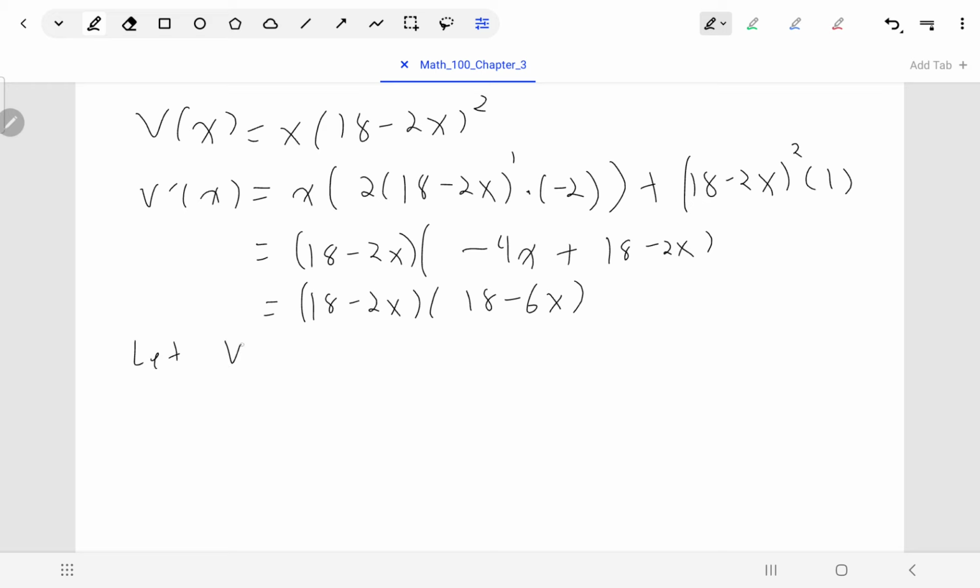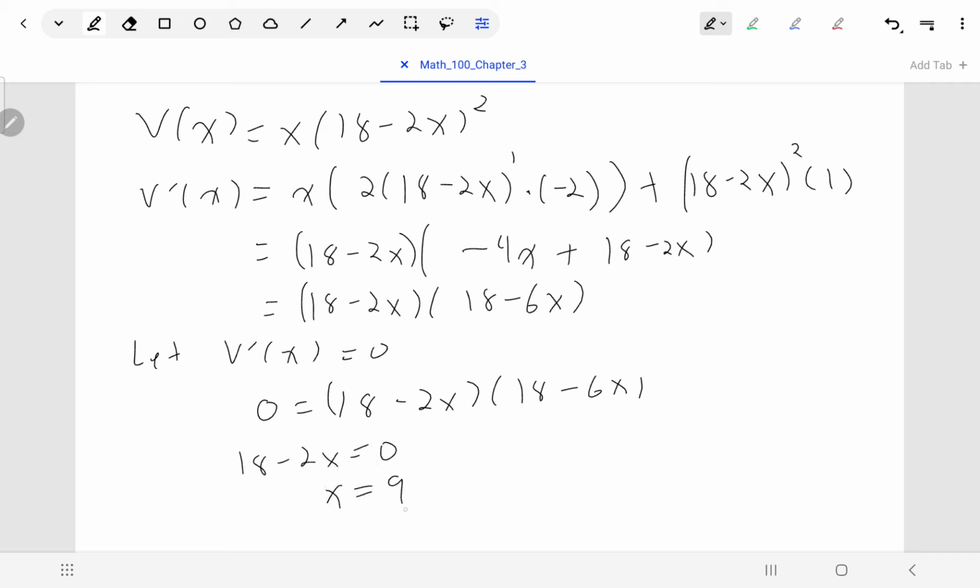And I'm going to let v prime be equal to 0. And for that, of course, I already have it nicely factored, so it's easy to say what my critical numbers are. I have two possibilities. One of them is from 18 minus 2x equals 0, which turns out to be 9. And then the other one comes from 18 minus 6x equals 0, and that turns out to be 3.